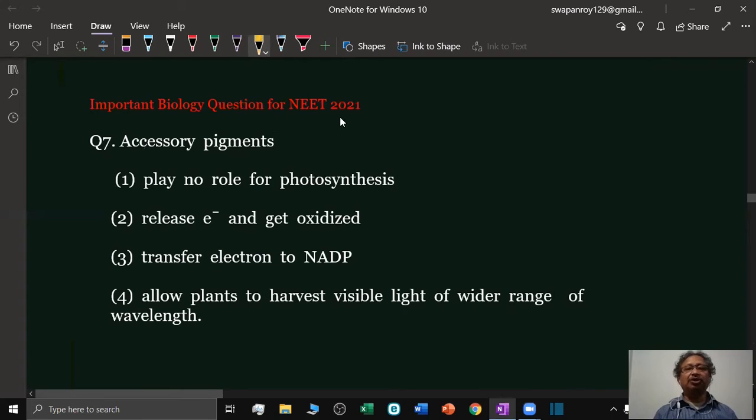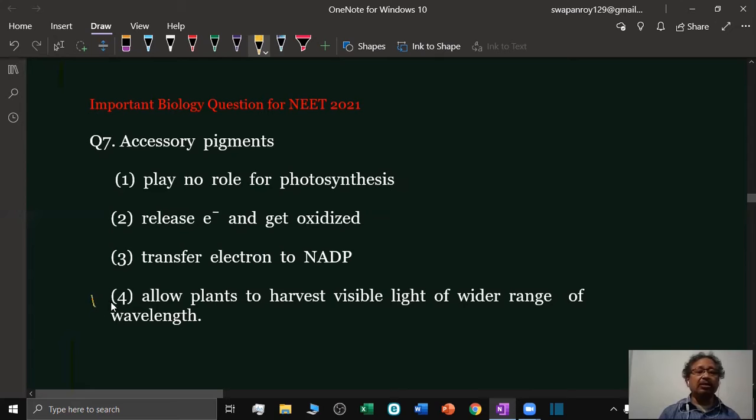Important biology question for NEET 2021. Question number 7. Accessory pigments. Option 1, play no role for photosynthesis. 2, release electron and get oxidized. 3, transfer electron to NADP. 4, allow plant to harvest visible light of wider range of wavelength.